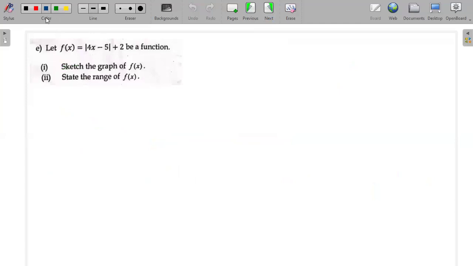So the next one is telling us, let f of x be equal to the modulus of 4x minus 5 plus 2 be a function. They're telling us to sketch the graph of f of x, and then also to state the range of f of x. Okay, so one thing we must know here, we're dealing with the modulus. So everything inside the modulus has to be positive. We cannot get a negative value out of this.